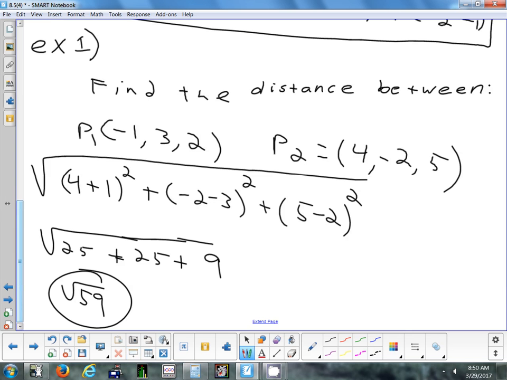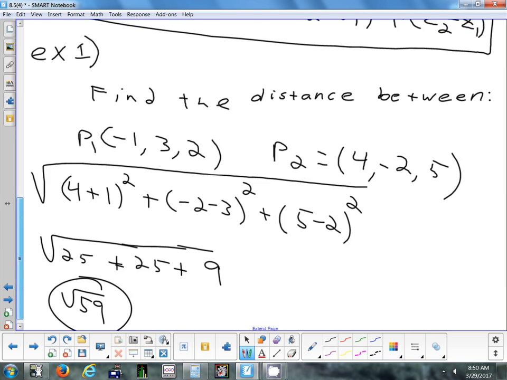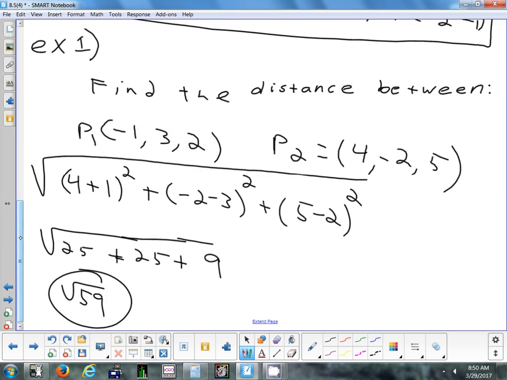Okay, all the regular rules that we use with square roots still apply. If you can reduce it, we do. Okay. And that's it, yeah. So any question on finding distance in 3D?